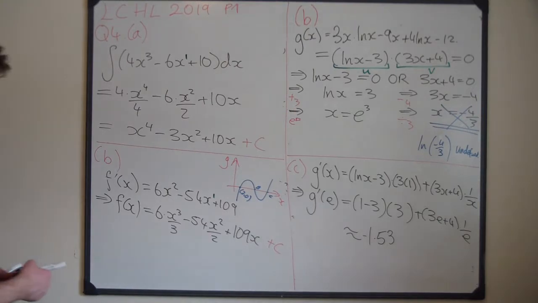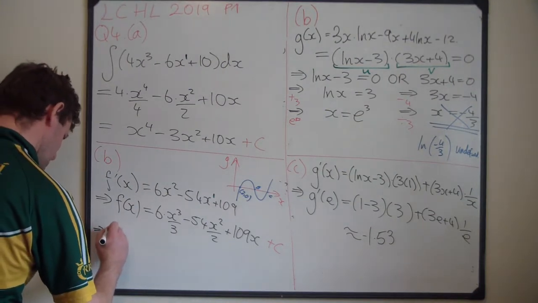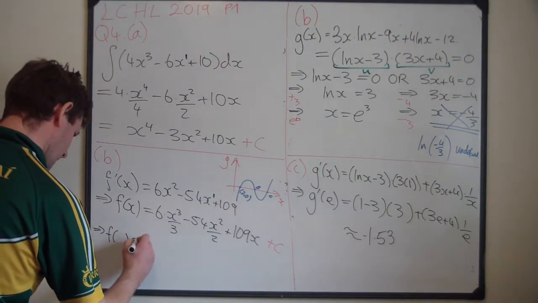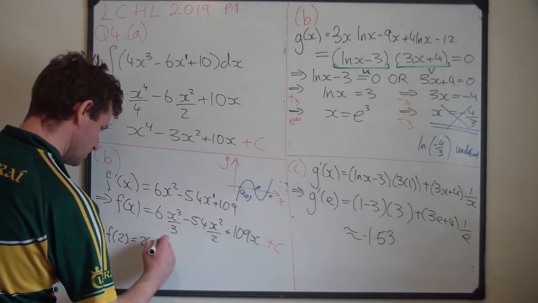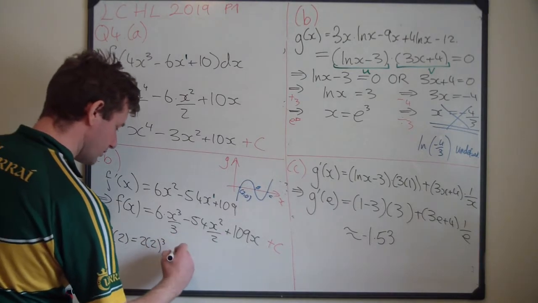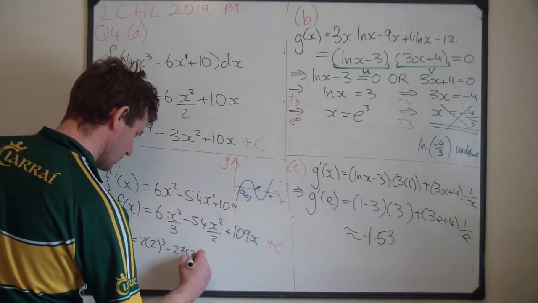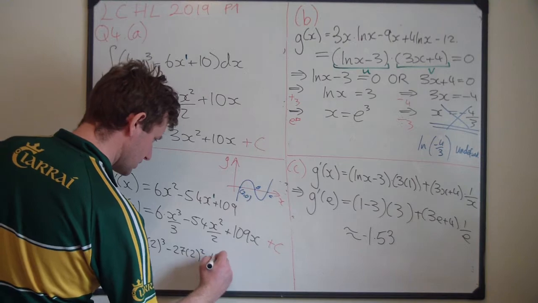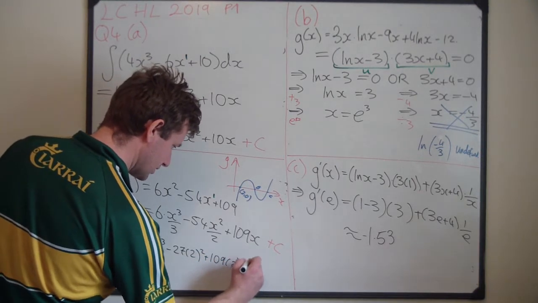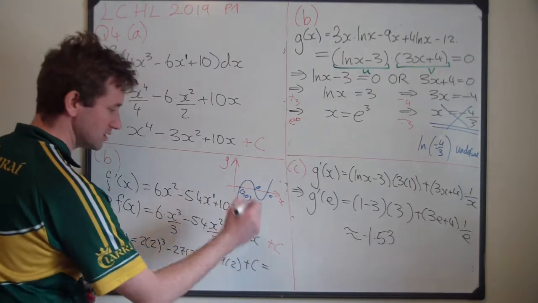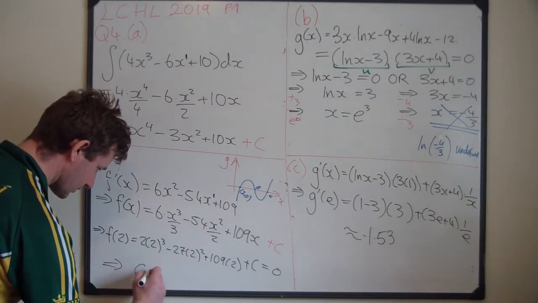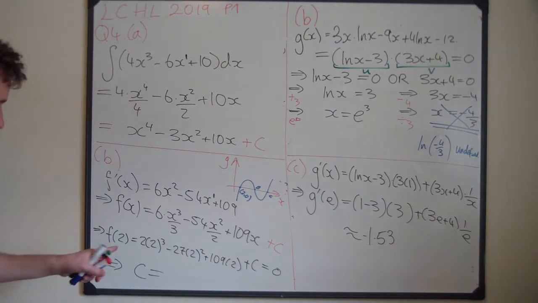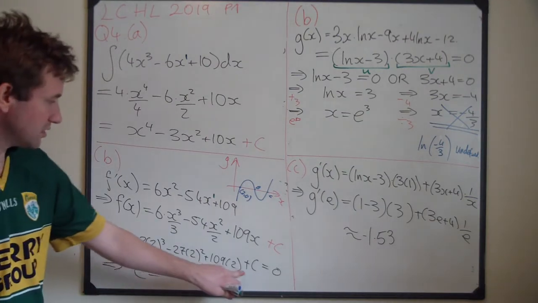So what we're looking at is that we know that f of 2 is equal to 0. So if we evaluate f of 2, we get 6 over 3 is 2 by 2 cubed, minus 54 over 2 is minus 27 by 2 squared, plus 109 by 2 plus c, we know that this has to equal 0. So I can solve this pretty quickly by, just in my head, this is a single number.